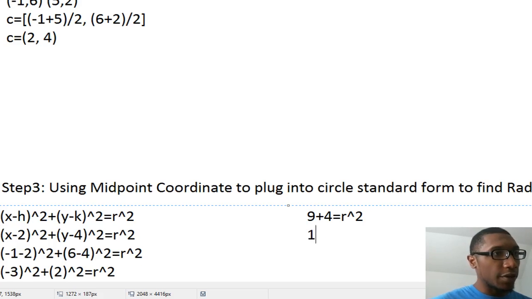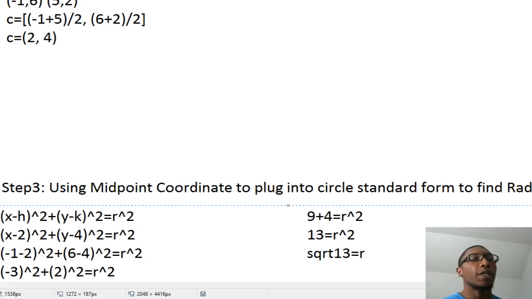So we add these up, we get 13 equals r squared, which means the square root of 13, or radical 13, which I actually don't know how to do on a keyboard. Should probably figure that out. So I'm just going to say rad. Actually, I'm going to say square root of 13 equals r. So the square root of 13 equals r, which we could compute in our calculators or whatever to find the actual number, but we really don't need to.